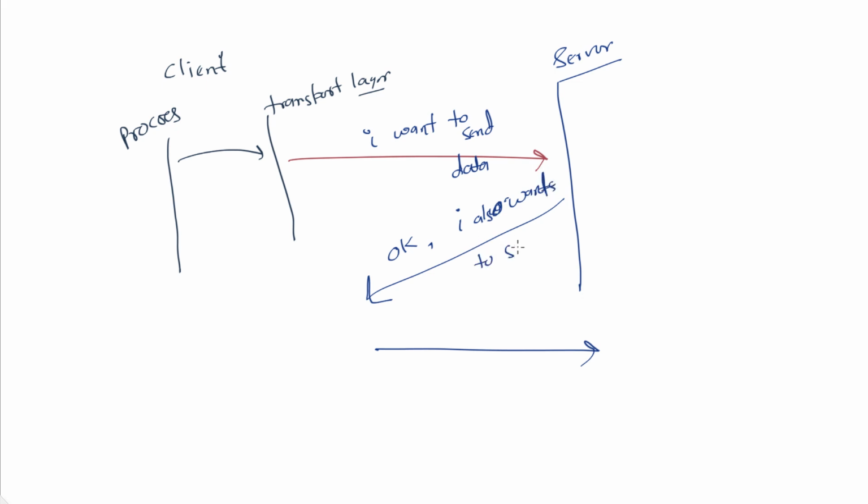Want to send data. And the third message says, okay, which means that both parties are agreeing that the other party can send the data. It's not like only the client or only the server is agreeing that the other party can send the data. Both parties are requesting that they want to send the data, and both parties are agreeing that, okay, the other party can send the data.